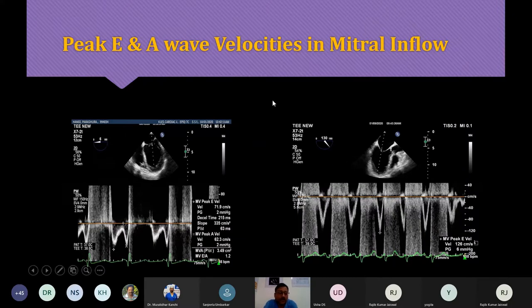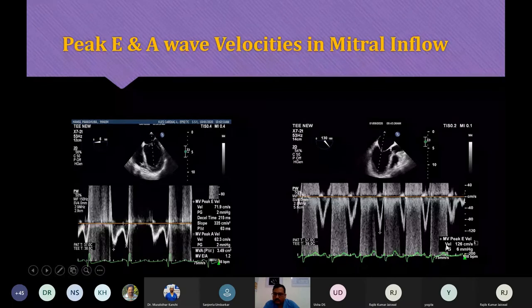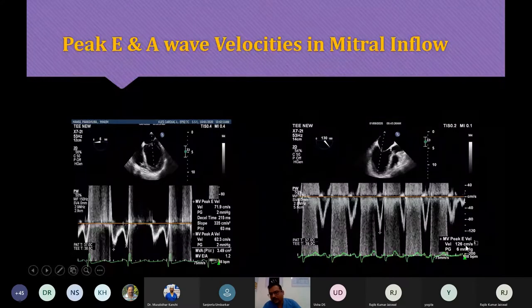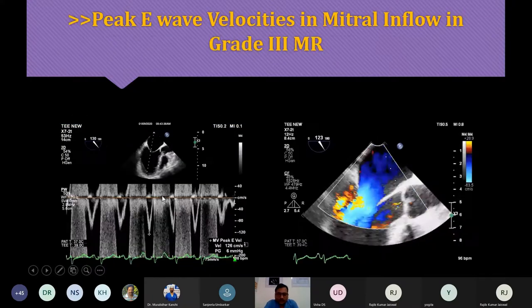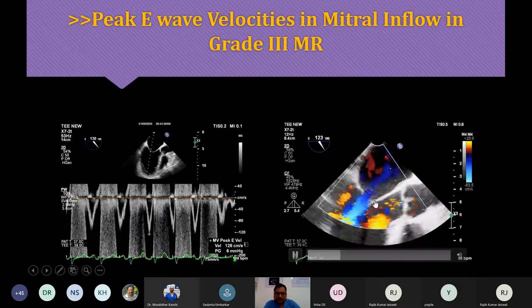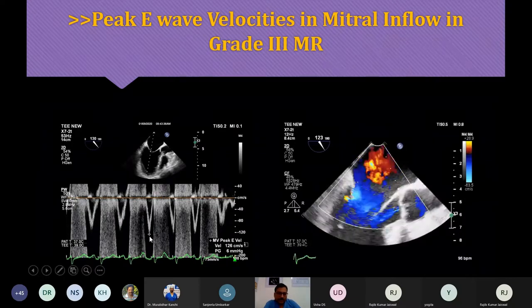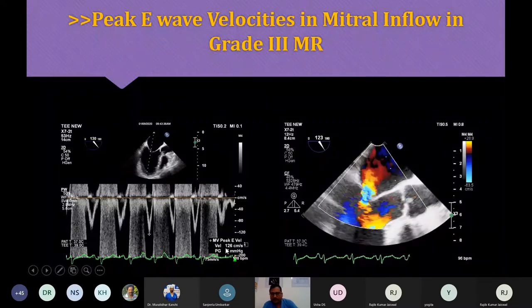Now coming to the peak E and A wave velocities. As the MR progresses to a severe category, the peak mitral E wave inflow velocity increases. This is an image of a severe MR where we have a velocity of 1.26 meters per second. And this is a patient with the milder form of MR, where the peak E wave velocity is 0.7 meters per second. This is a reference image of the same patient, and this is a peak E wave velocity, 1.26 meters per second.